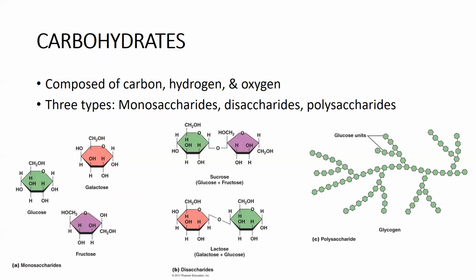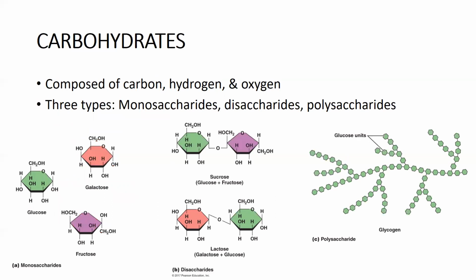Let's start out by talking about carbohydrates. So these are the main bulk of our food groups, to be honest. It's the bulk of what we eat, carbohydrates. They're composed of carbon, hydrogen, and oxygen. There are three main types of carbohydrates. There are monosaccharides. And monosaccharides are basically monomers of carbohydrates.